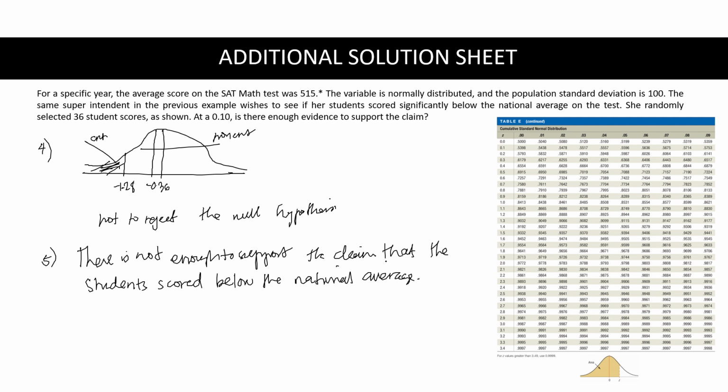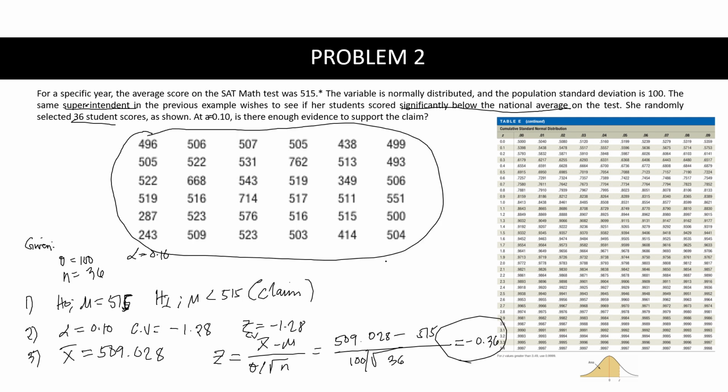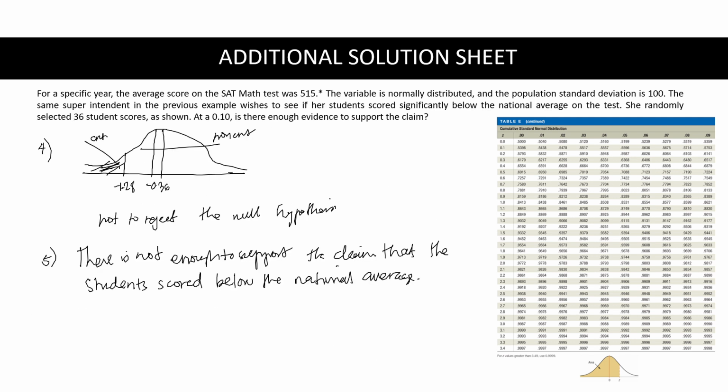So it means that the sample mean of 509.028 is lower than the hypothesized population mean of 515 here, and it is not significantly lower. So based on this, it is not significantly lower. Hence the difference may be due to chance.